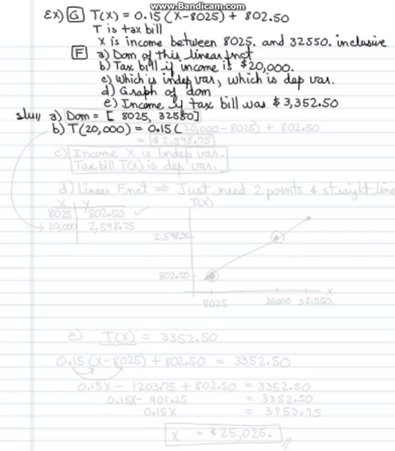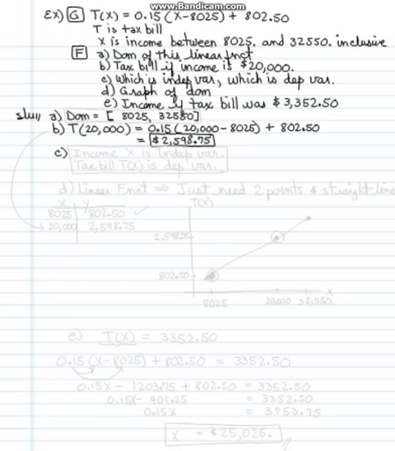0.15 times 20,000 minus 8025 plus 802.50. Well, you've got to go through and simplify inside the parentheses first, then multiply by 0.15, then add 802.50, and you will eventually get, and I'll put a dollar sign on it because this is a tax bill, $2,598.75 when you simplify it. So that is the answer to part B, the tax bill if your income's $20,000.